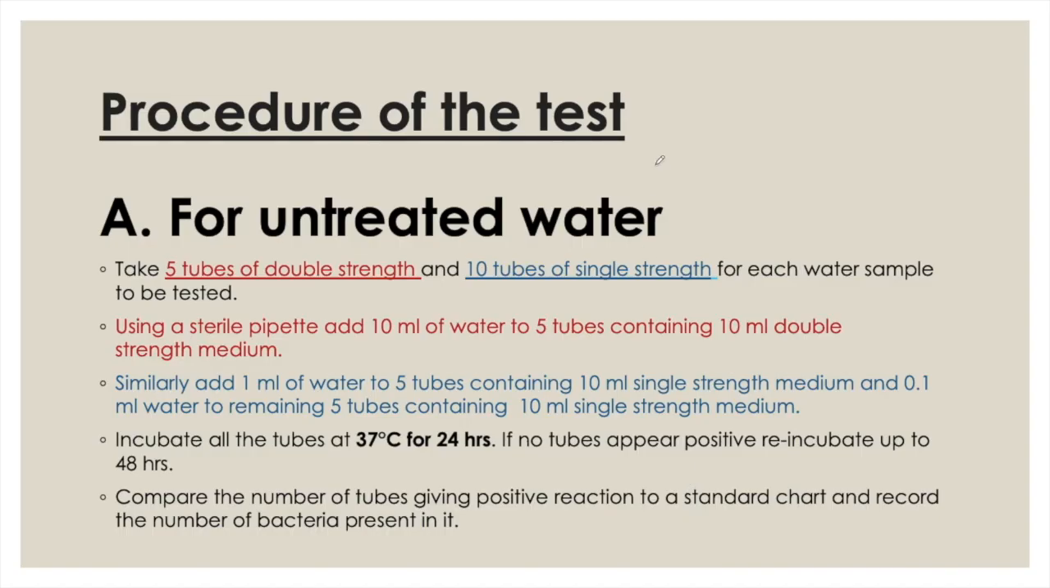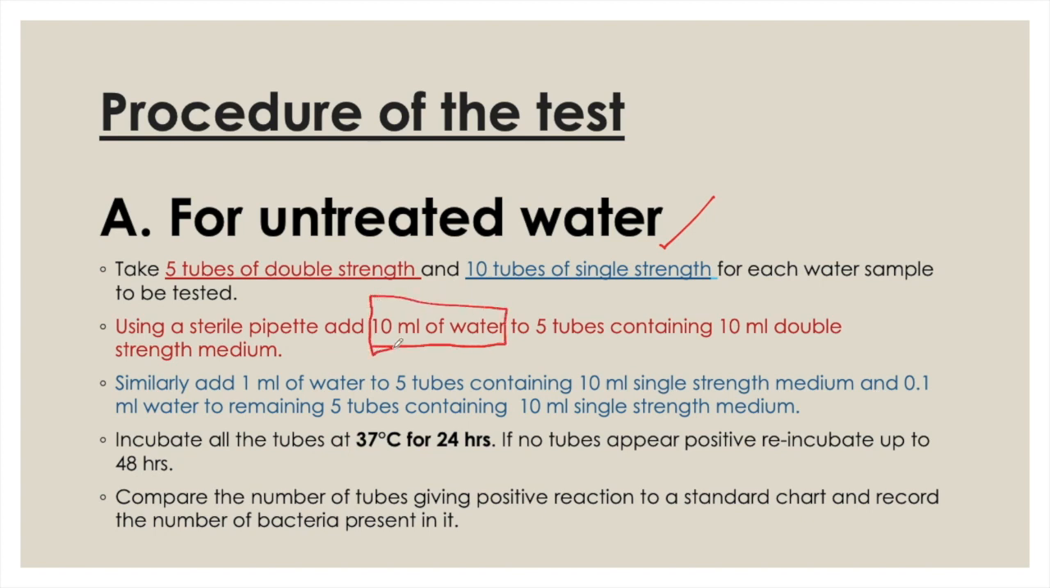So let's see the procedure for the test. For untreated water, since we have 5 tubes of double strength and 10 tubes of single strength for each water sample to be tested, we have a total of 15 test tubes. Now we have to place our sample in it. Using a sterile pipette, add 10 ml of water to the 5 tubes containing 10 ml of double strength medium. So first of all, we have 5 tubes of double strength in which we add 10 ml of water, our raw sample, for which we have to do the testing.